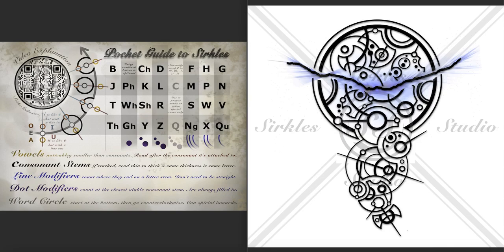Here's our next word circle, and it starts with a shallow divot with 1, 2, 3 lines. So that's an S, just like this one. Then we have another P, 1, 2 lines, just like this P. And then we have this little vowel, and it's outside the word circle. So that makes it an A.